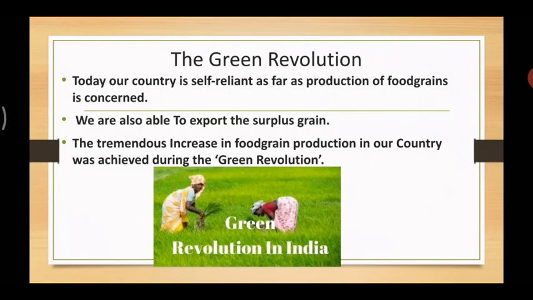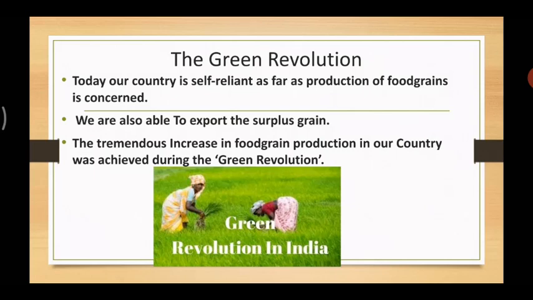The Green Revolution in India refers to a period when Indian agriculture was converted to an industrial system due to the adoption of modern methods and technology. Now, because of the modern methods and technology, our country is self-reliant in food grains. We do not have to depend on other countries. Instead, we export the food grains to other countries.